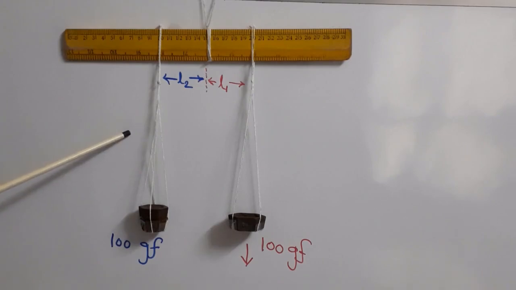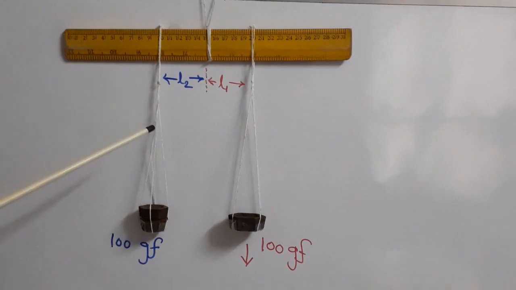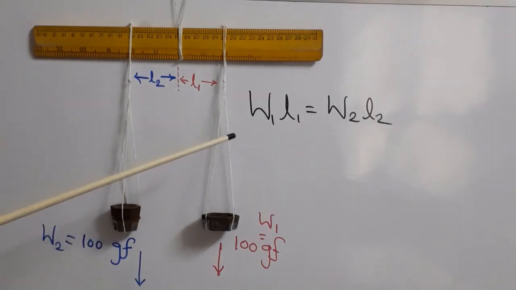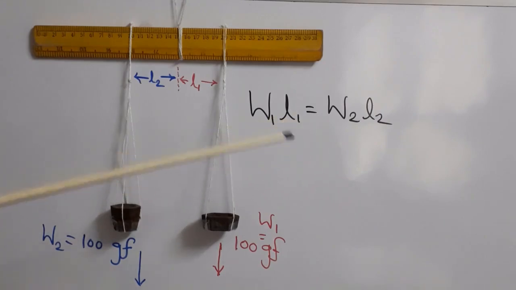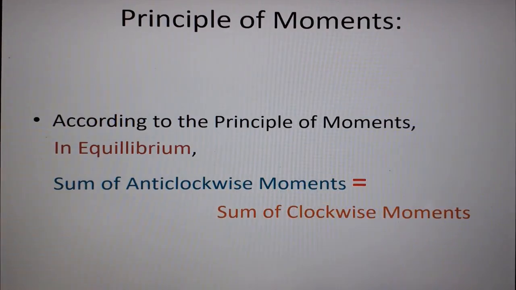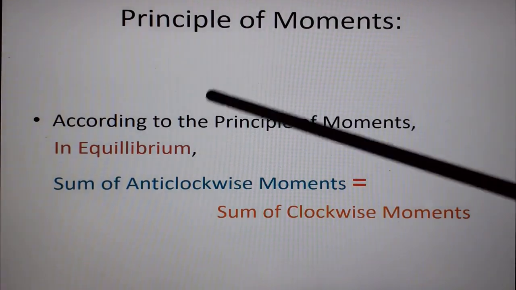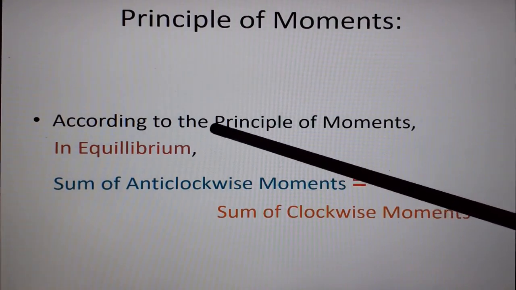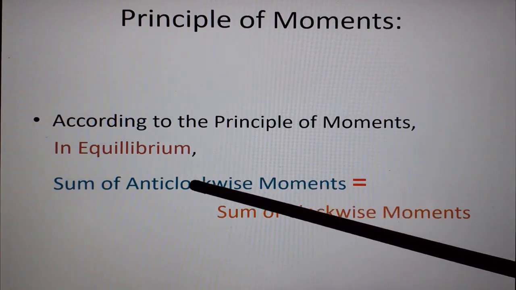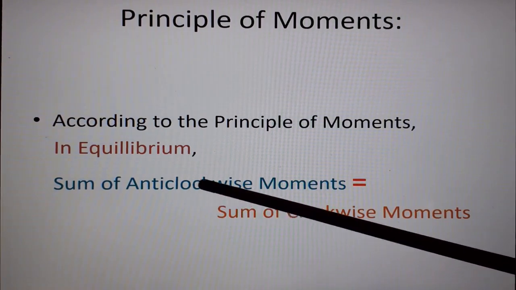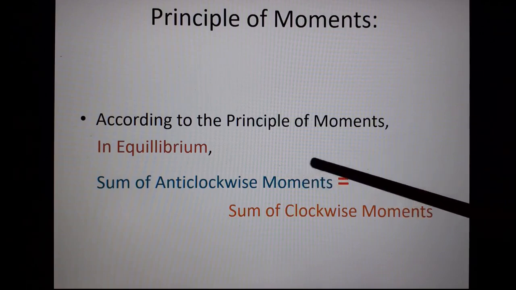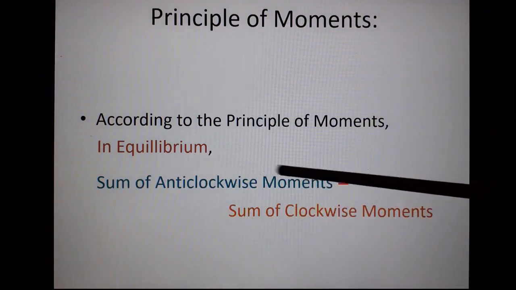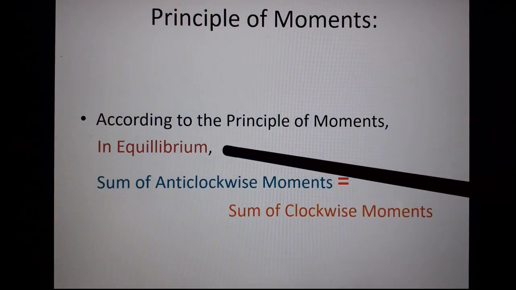So, we got again clockwise moment is equal to anti-clockwise moment. What is the principle of moment? W1 L1 is equal to W2 L2. So, from the example we have understood, according to principle of moments, in equilibrium, sum of anti-clockwise moments is equal to sum of clockwise moments. So, when this is true, object will be in equilibrium.